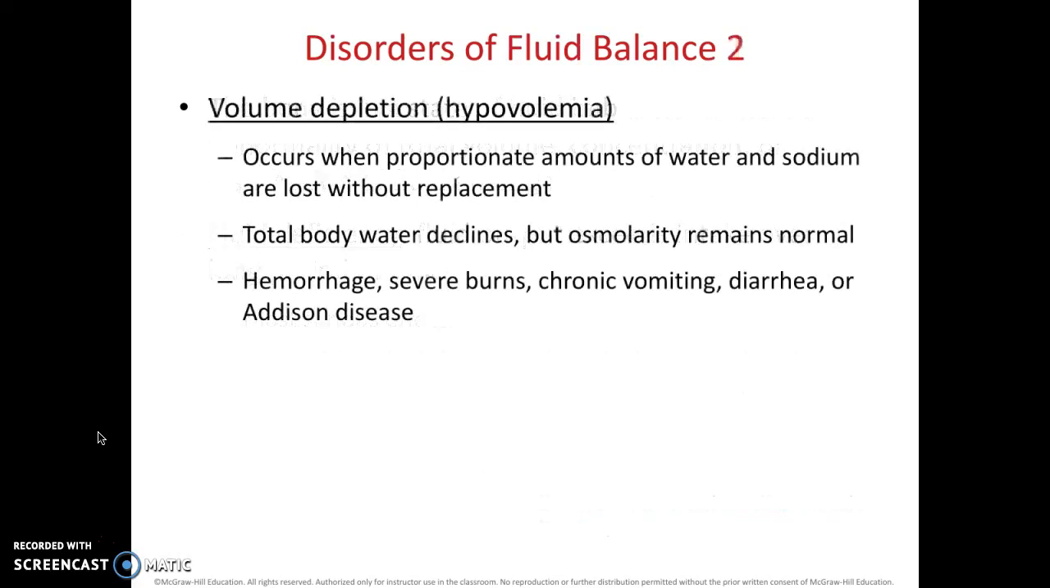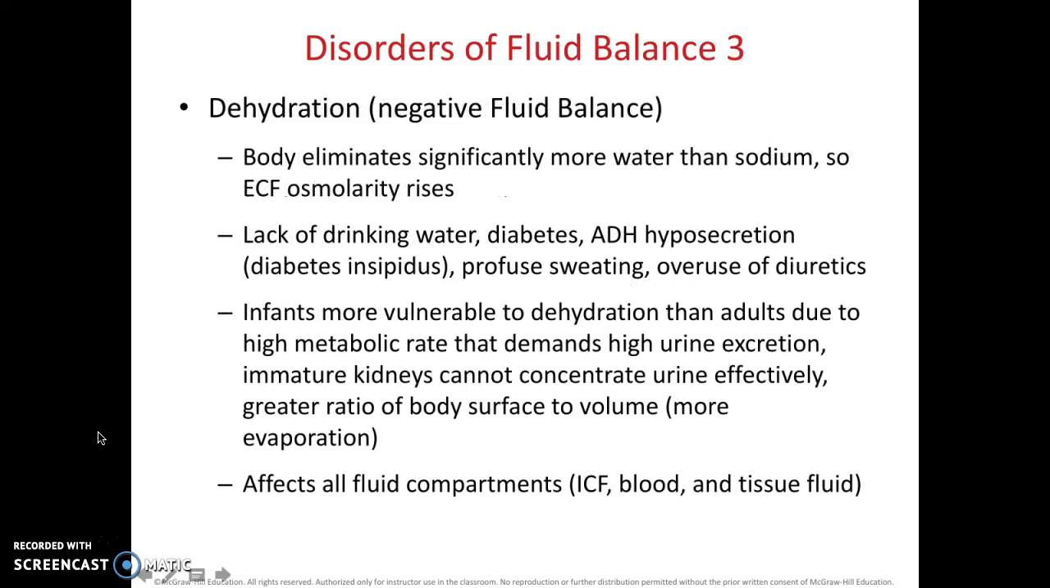So hypovolemia, which is volume depletion, occurs when proportionate amounts of water and sodium are lost without any replacement. So the total water within the body will decline, but the osmolarity, or the amount of stuff within the fluid, remains normal. This could be because of hemorrhage, burns, chronic vomiting, diarrhea, or an endocrine condition called Addison's disease. Dehydration, which is a negative fluid balance, occurs when the body eliminates significantly more water than it does sodium, so the extracellular fluid osmolarity will rise.